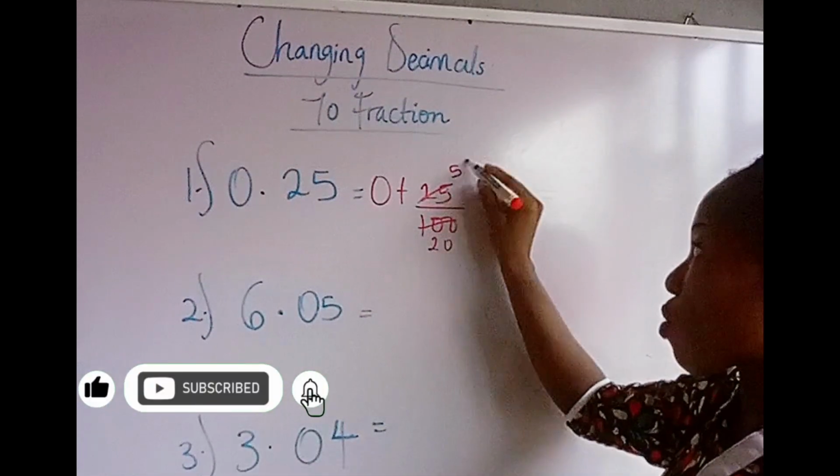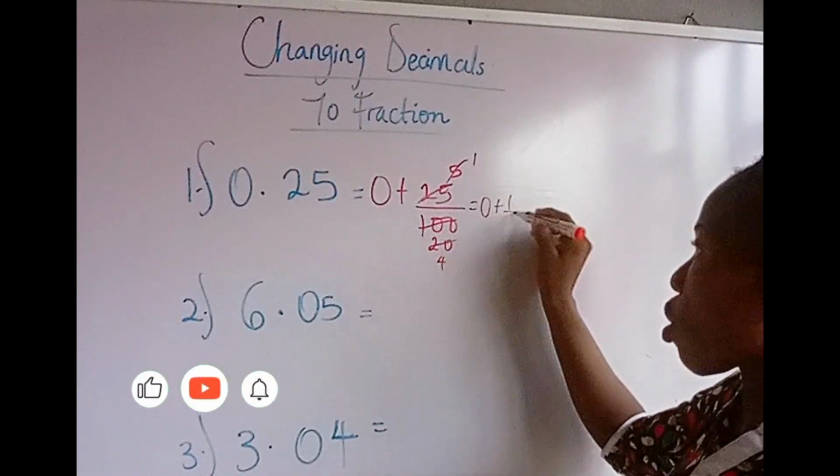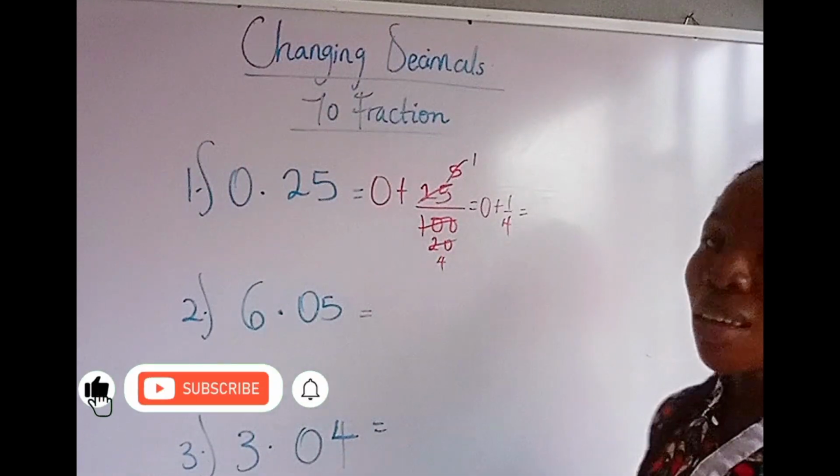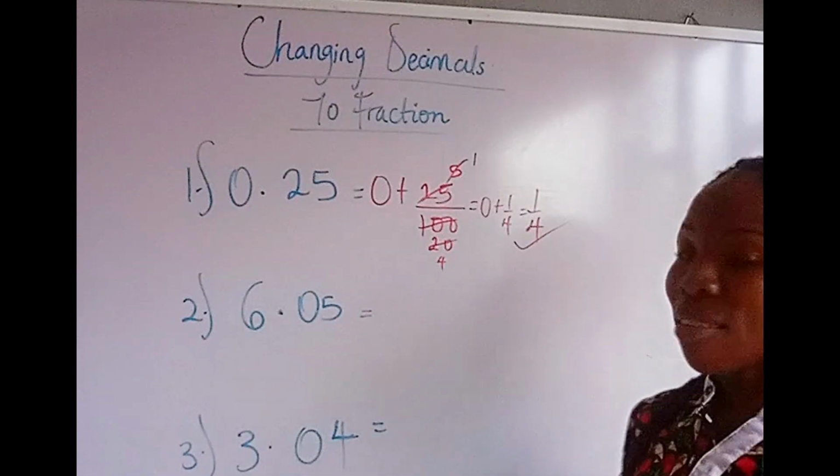5 can still divide. So 5 here, 1, 5 here, 4. So this is 0 plus 1 over 4. And you cannot say 0 whole number. So that will be 1 over 4. And this is the answer.